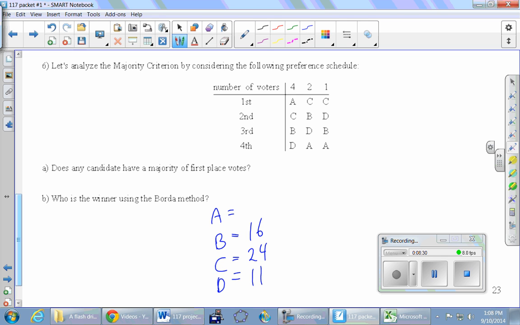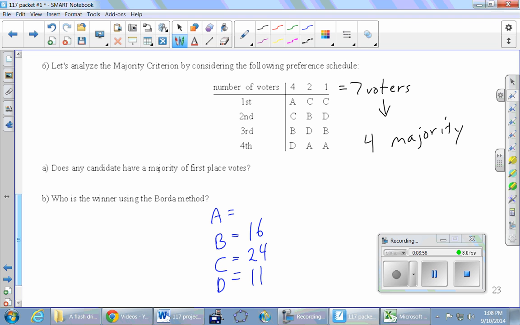6 has the following preference schedule. We've got 4 candidates, A, B, C, and D. How many people voted in that election? 7 people. Okay, so we just read across the top. 7 voters. And if there are 7 voters, then how many votes are needed for a majority? 4, right? Half is 3.5, but you need more than half. So 4 is a majority.